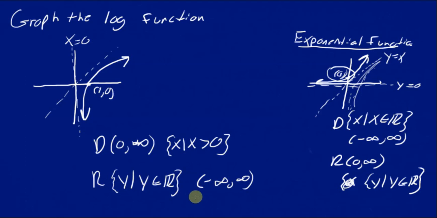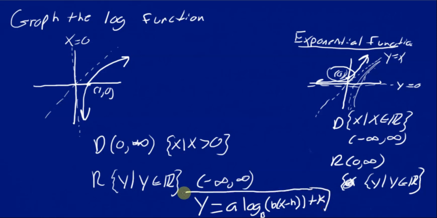Now remember, we've got the general form, y is equal to a log, I'll put a capital B down here for base. That's not this b up here, b times the quantity x minus h plus k. And we're going to find a, b, h, and k and do all of our transformations just like we did on every other function.